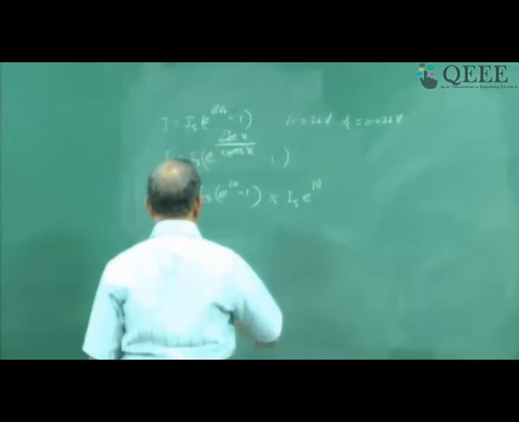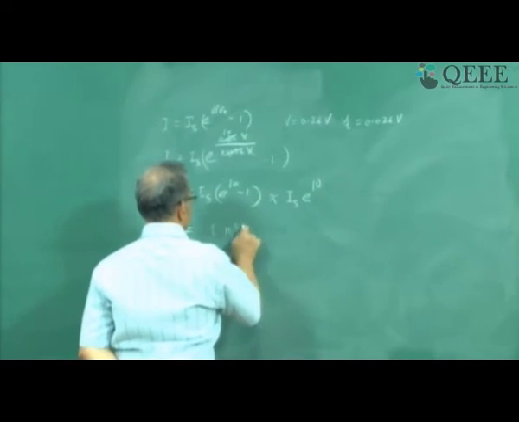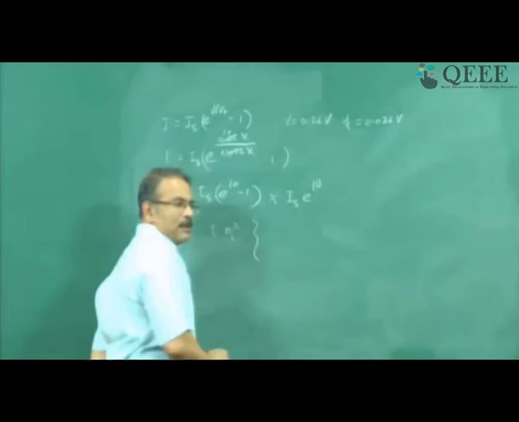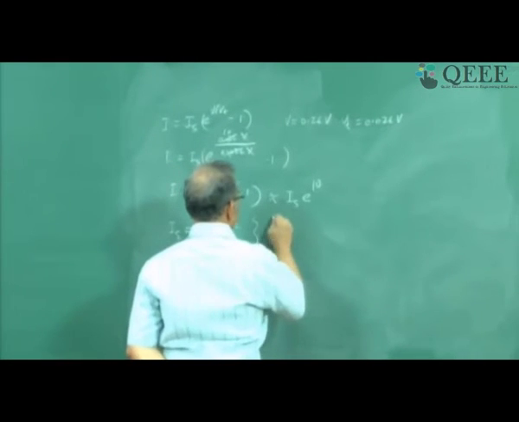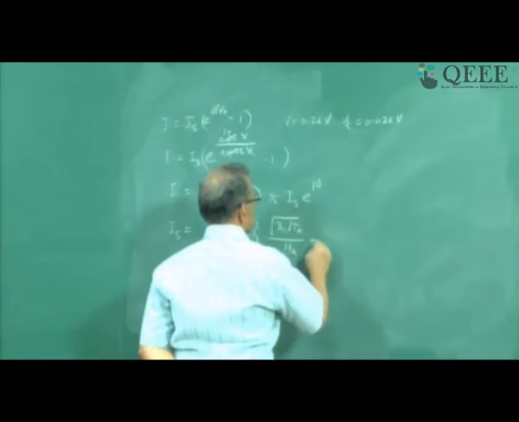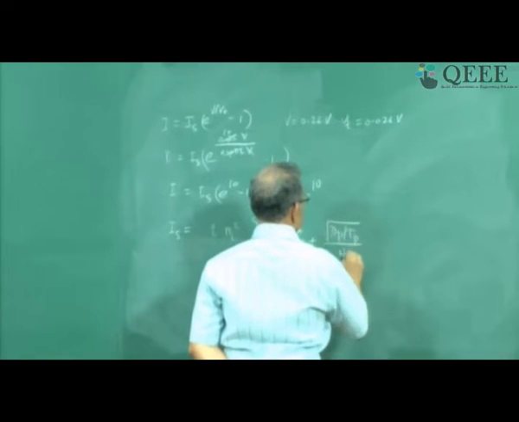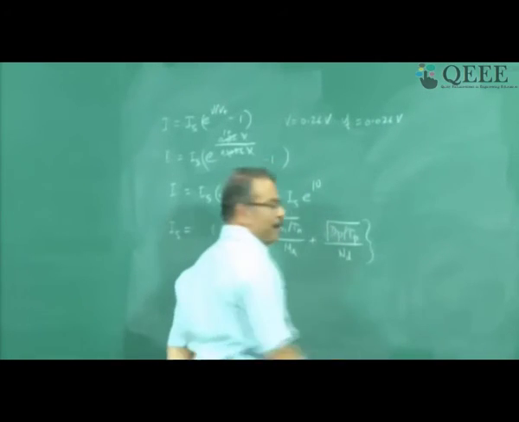Q Ni square, I am repeating that, into square root Dn by tau n by Na plus square root Dp by tau p by Nd, into A.